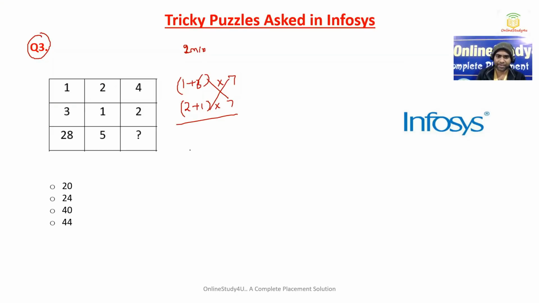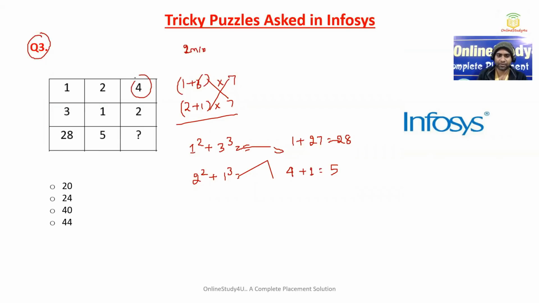Then what is happening? First number square, 1 square plus second number cube. So 1 plus 27 will be equal to 28. Then 2 square plus 1 cube. So 2 square will be 4, and 4 plus 1 will be 5. Then 4 square plus 2 cube. That means first number square, second number cube. So 16 plus 2 cube, which is 8, that means 24. So here option B, this you have to take.